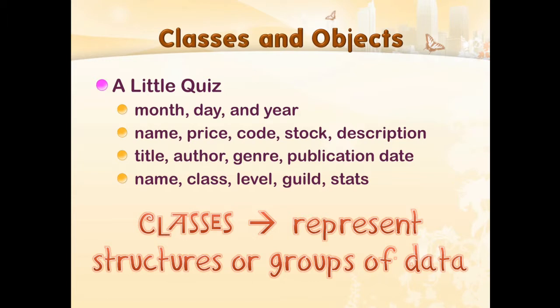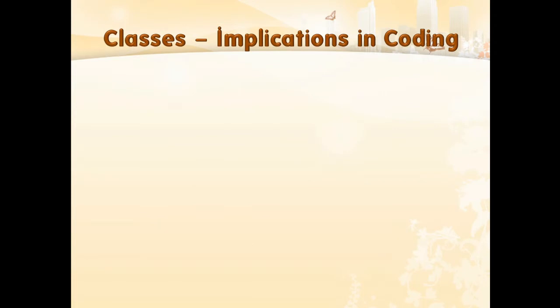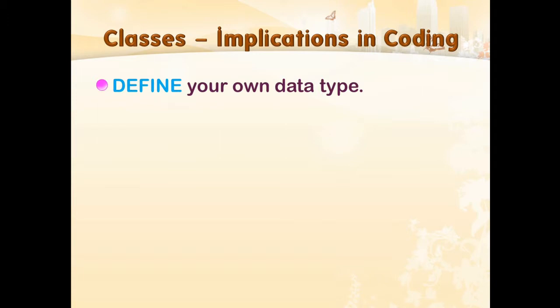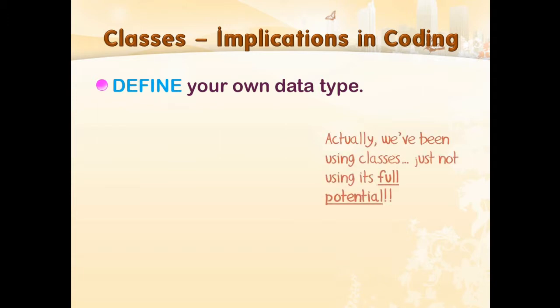But what does that mean for you as a programmer? Simple, really. This means that you can define your own data type. Now, you have been declaring classes ever since your first program, right? Because whenever you create a program, Java insists that you place them in a class. However, you have not been using it to its full potential.